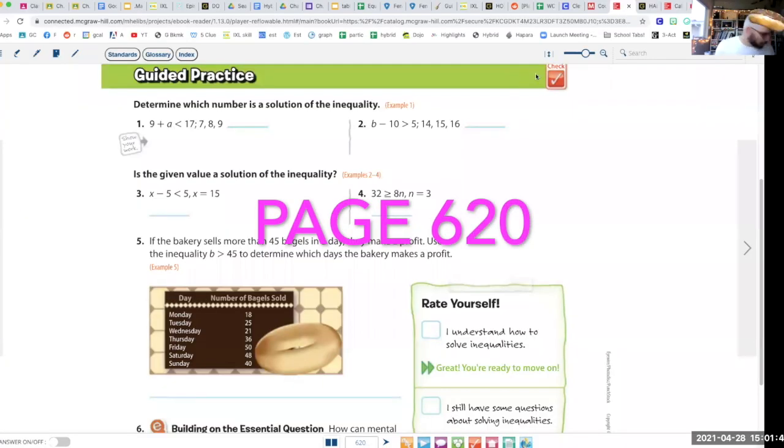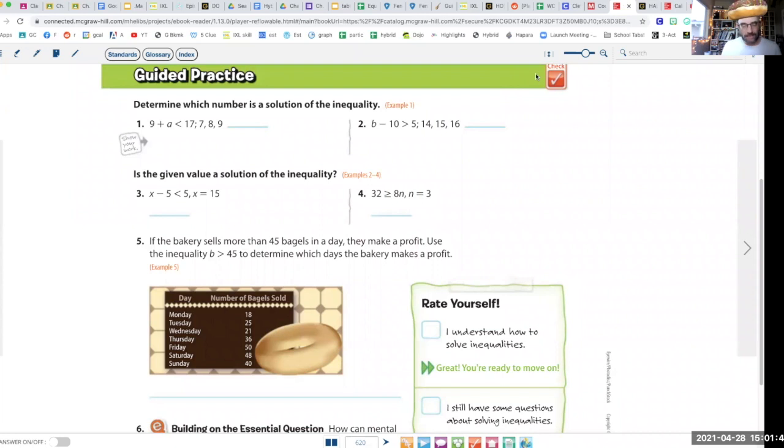Okay, everybody, so we're on page 620, and we're going to do the guided practice. So let's see if you can do these on your own. So number 1 says 9 plus A less than 17, and it gives you these 3 numbers afterwards, which are 7, 8, and 9. So which 1, 2, or all of them would work in this situation? So you're going to replace A first with 7, then with 8, then with 9, and tell me which one or more than one of those numbers make that statement true.